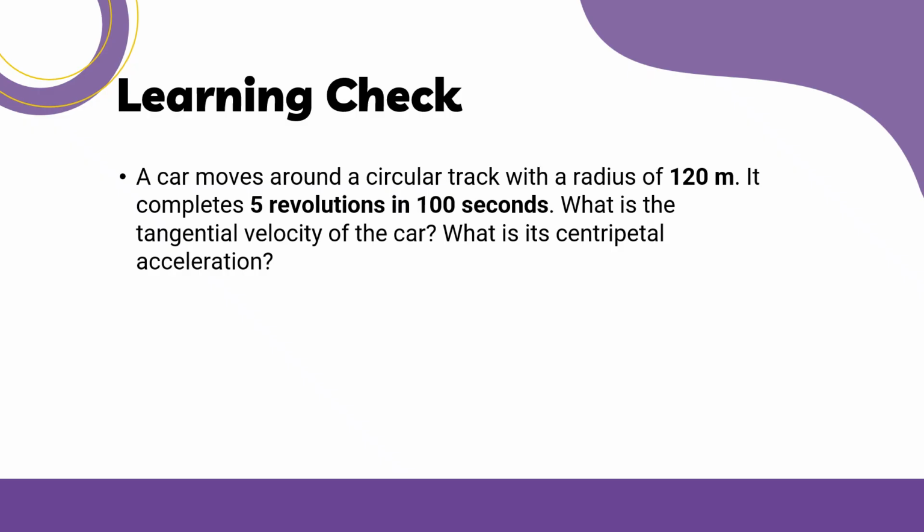Now it's your turn. Solve this problem and we'll have the solution in the next video. A car moves around a circular track with a radius of 120 meters. It completes 5 revolutions in 100 seconds. What is the tangential velocity of the car? And what is its centripetal acceleration? If you know the answer, you may just place it in the comment box.